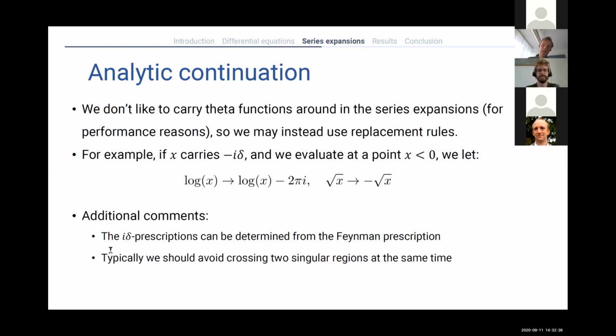One caveat is that you should avoid crossing two singular regions at the same time. For example, if you have Mandelstam variables s and t, and you simultaneously go in the positive direction for s but in the negative direction for t, then the two I delta prescriptions would clash. So you always want to separate out singular regions and cross one singular region at a time.